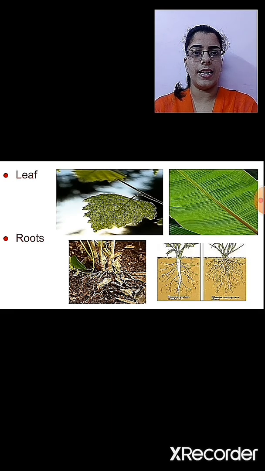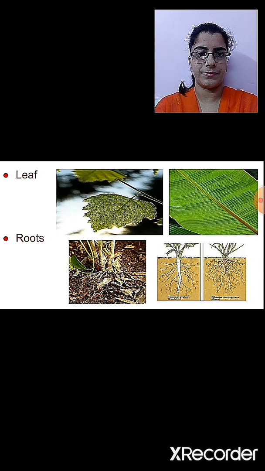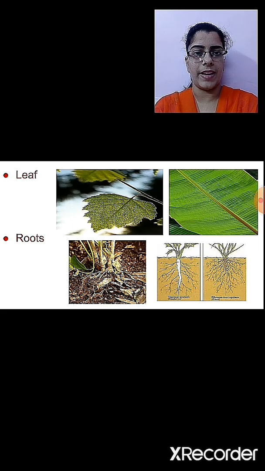Then we have studied about the leaf venation. What is leaf venation? The design or the lines that are made by the veins on the leaf are known as leaf venation. There are two types of leaf venation. First is the reticulate venation. What is the reticulate venation? The net-like design or the irregular arrangement of the veins is known as the reticulate venation. When the veins are parallelly arranged to each other, it is known as the parallel venation.